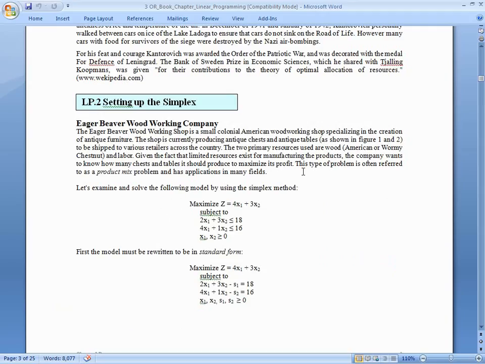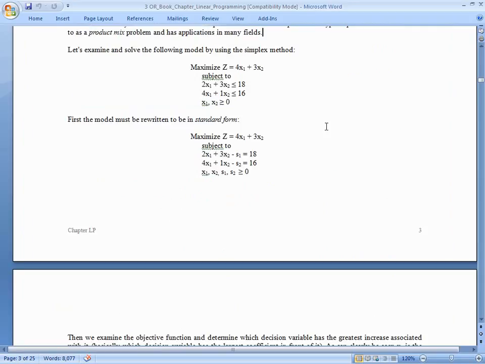So I have this company, Eager Beaver Woodworking Company. It's a small American woodworking shop. I've already gone over this problem actually of how to solve it. I think, yeah, we set it up graphically. Okay. So we essentially have this model that says we want to maximize 4x1 plus 3x2 subject to these two constraints.